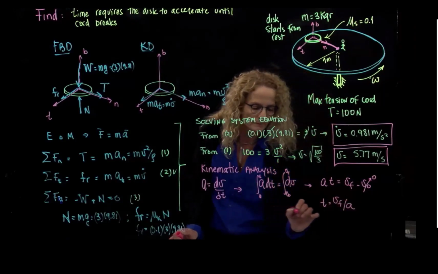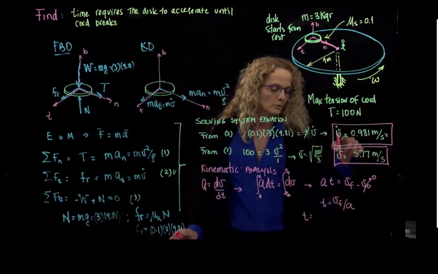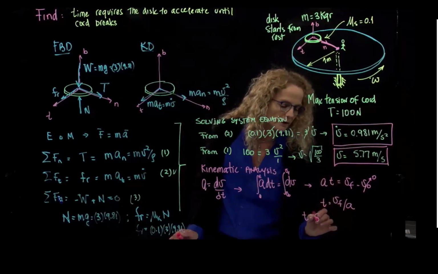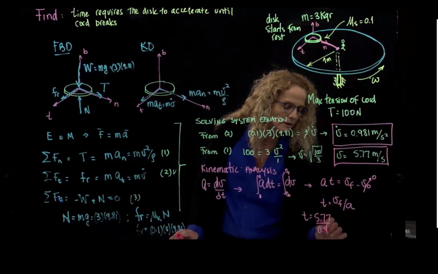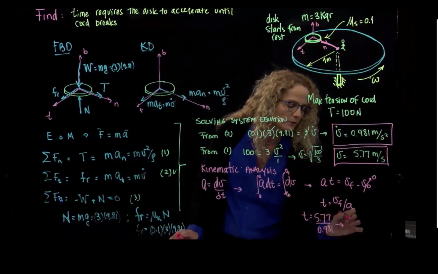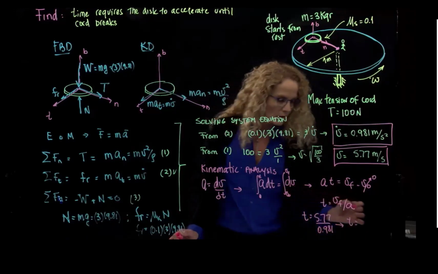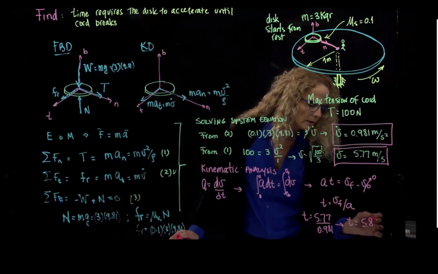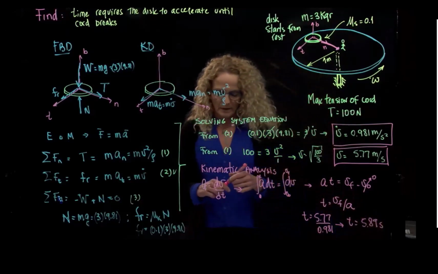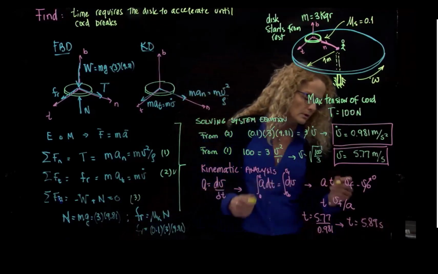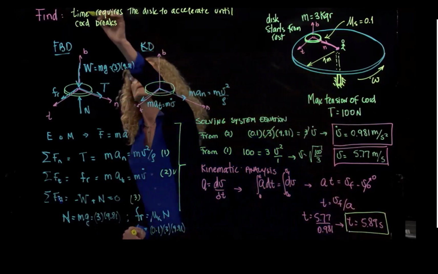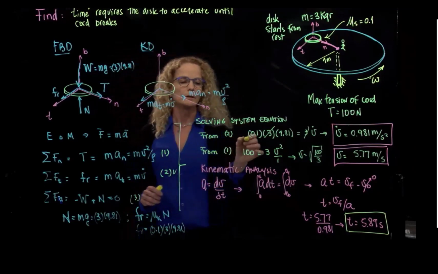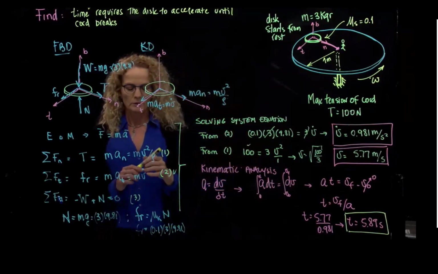So time is equal to final velocity, which is 5.77, over 0.981. Therefore, time is equal to 5.896 seconds. And that's the answer of the problem, because that's what we were looking for: the time when it reaches the maximum tension of the cord.